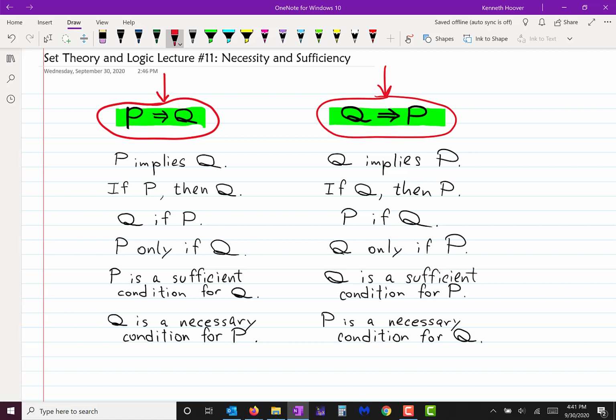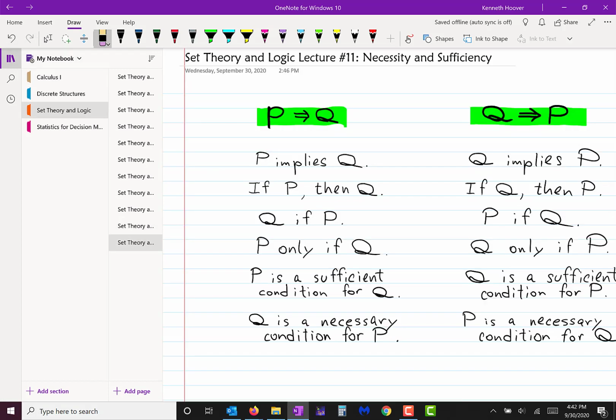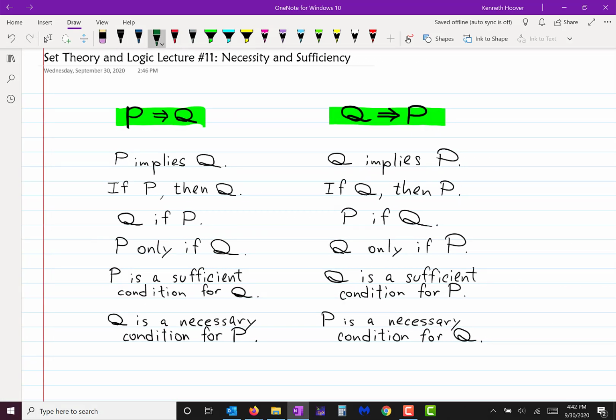So it's possible for one of those to be true and the other to be false, and that's enough to convince you that those two circled statements are not identical. Okay? The relationship that they have is that they are converses. They are converse of each other. And two converse statements are not equivalent.